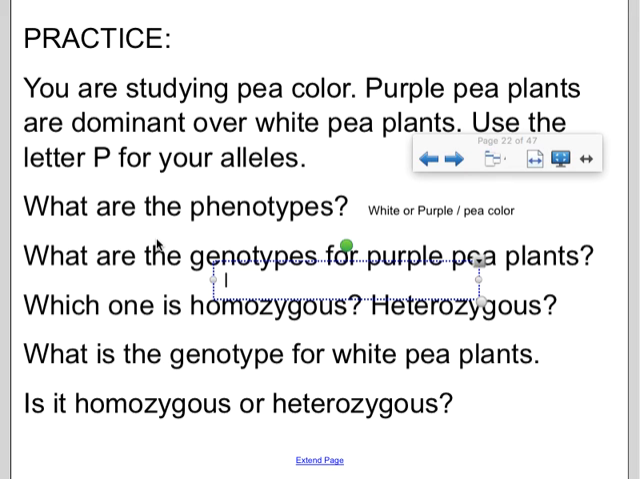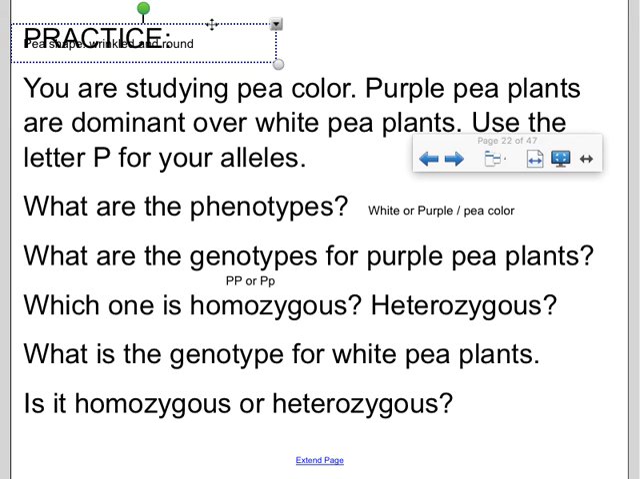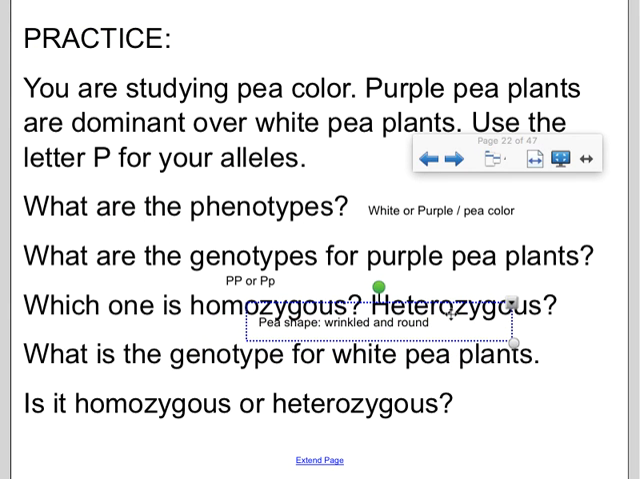Okay, so genotypes for purple. Purple is dominant, so it means you're going to have capital letters. So you can be big P, big P, or big P, little P. Thank you, Anna. Wait, is that genotypes? Yep, genotypes. Of the two genotypes.